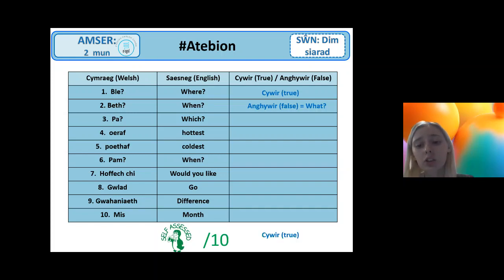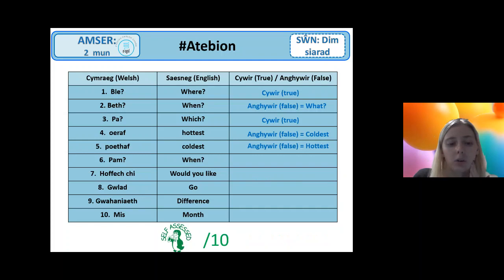So pa is which, so it's cywir. Oeraf, think of the weather. Oer is actually cold, so oer is cold, so oeraf is coldest. Poeth is the opposite, so anghywir, it is hottest. So AF is our ESTs in English, so hottest and coldest.